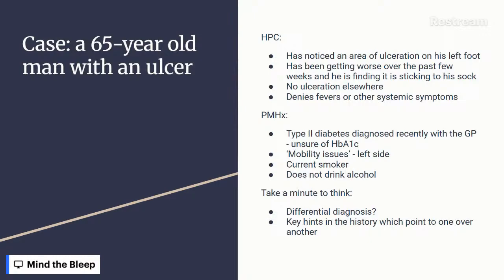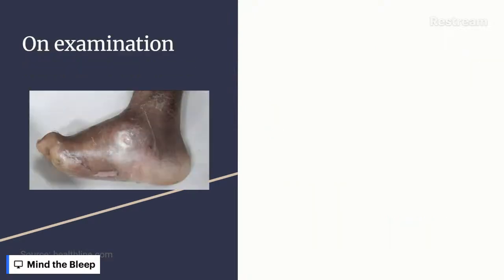Okay, if we move on maybe to the next slide. So on examination, you find his foot to look like that. Now, those of you that are familiar with this, you should be able to spot that this is Charcot's foot. So this is what he was describing as mobility issues in the slide earlier.